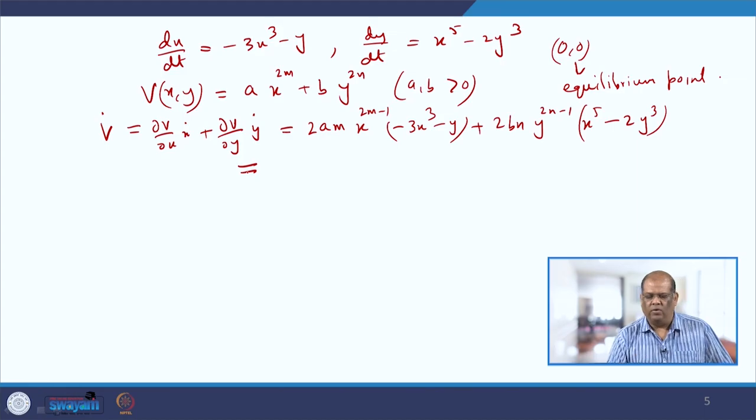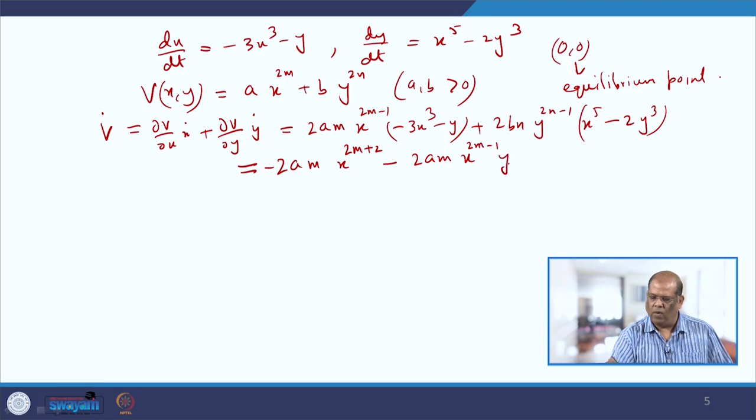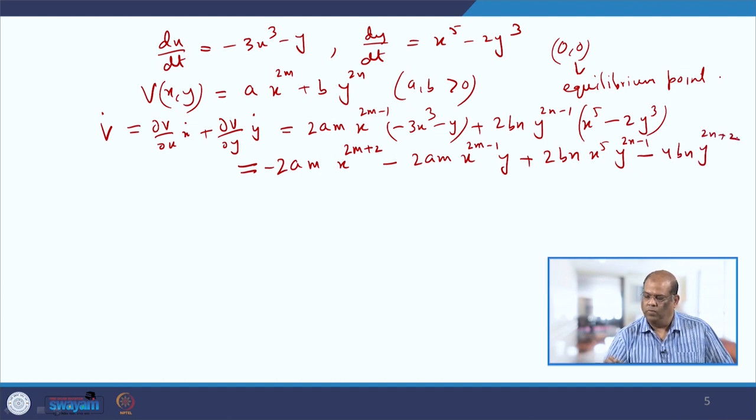So, instead of guessing the values of m and n, this is a systematic manner by which you can find the value of m and n. So, minus 6am x to the power 2m plus 2, with a negative sign. So, I am just multiplying, minus 2am x to the power 2m minus 1 into y plus 2bn x to the power 5 y to the power 2n minus 1 minus 4bn y to the power 2n plus 2. So, this term is fine, this term is fine.